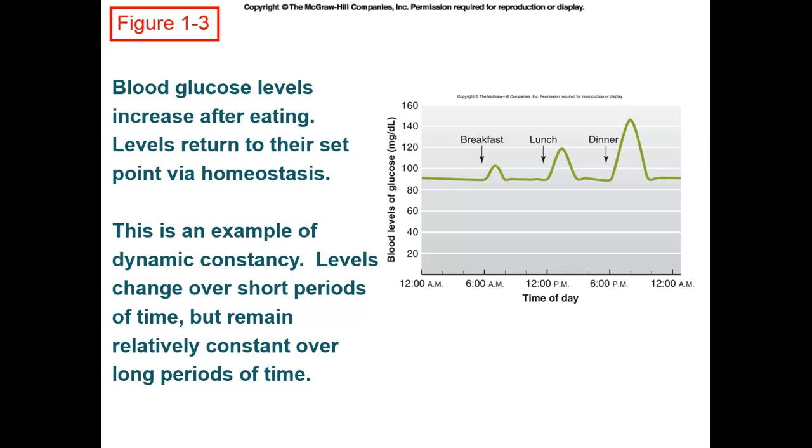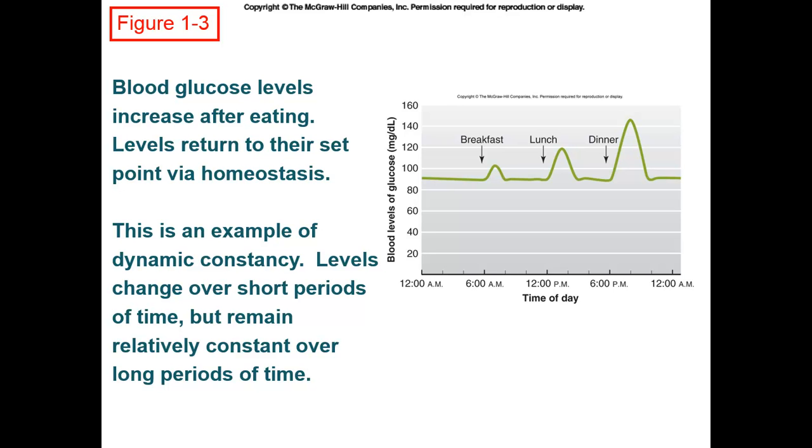Blood glucose levels increase after eating. Levels return to their set point via homeostasis. You can see this graph: glucose is on the y-axis in milligrams per deciliter. This is time of day. You have the three major meals of the day that most people in the U.S. still eat. Not everybody, but most. Okay? And you'll notice that with each meal, the spike gets bigger.